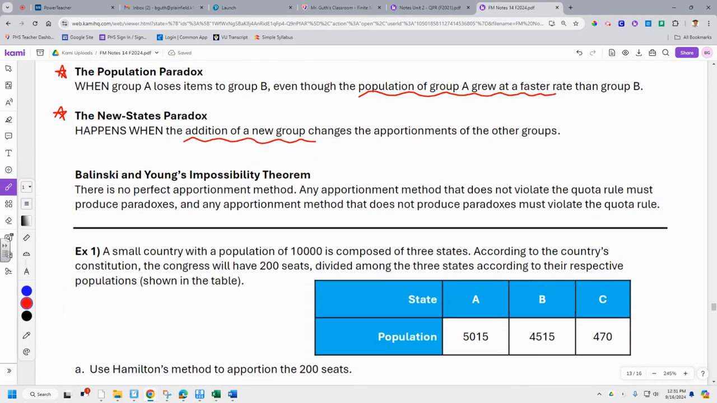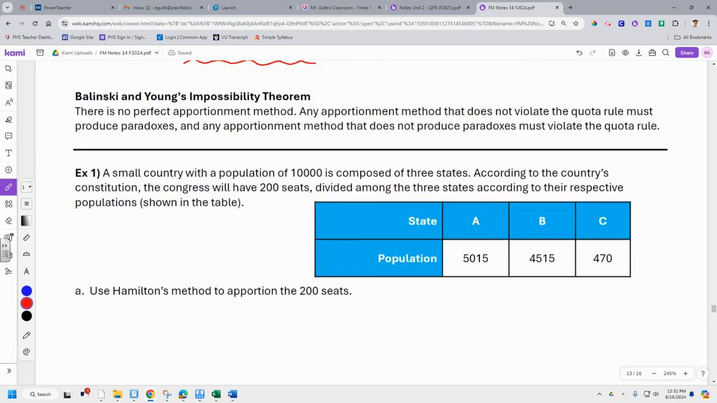Balinski and Young's impossibility theorem: there's no perfect apportionment method. Any apportionment method that does not violate the quota rule must produce paradoxes, and any apportionment method that does not produce paradoxes must violate the quota rule. So it's just saying there's no perfect way to do it.